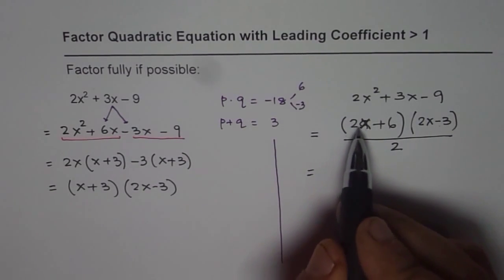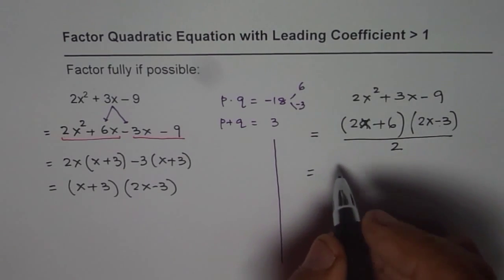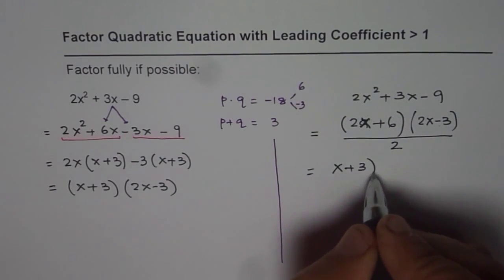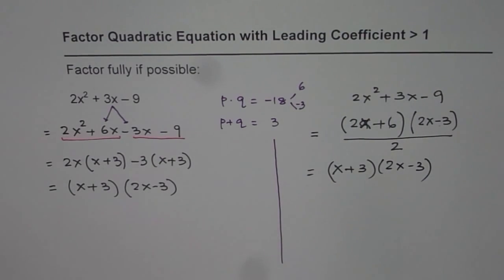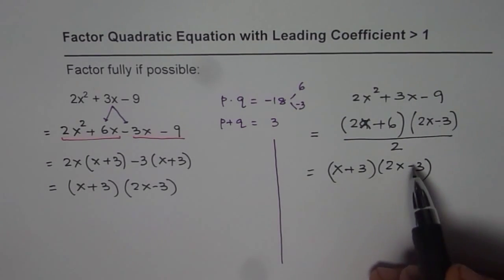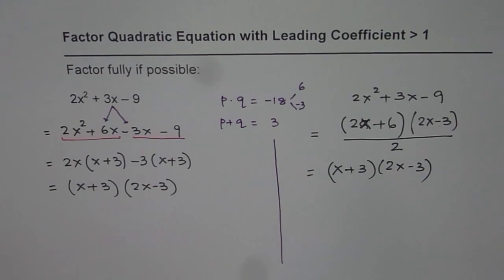Next, 2x plus 6 can be simplified. You can divide it by 2. So what do you get? You get x plus 3, and you already have 2x minus 3. So that is how you can factor it. This is faster. It saves you one step, gets you to the same result, right? So in any case, we have two different methods here. You can practice with both, right? And adopt the one which you like, correct?